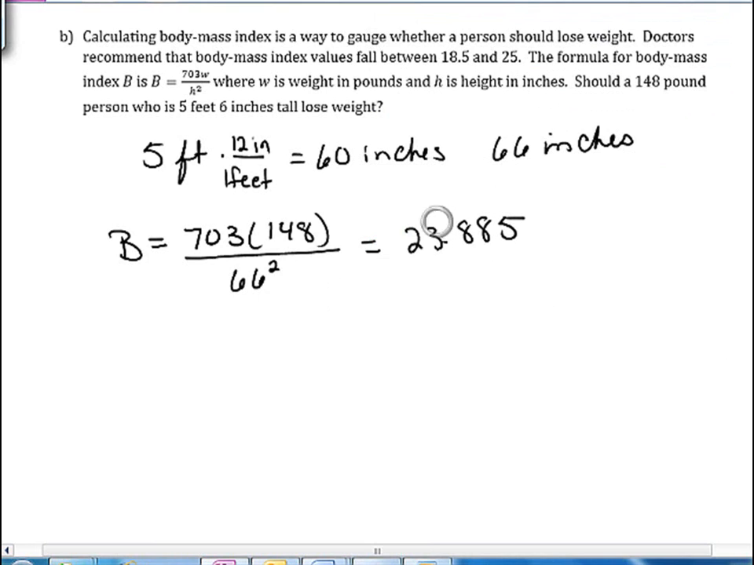That is their body mass index, and if it's between 18.5 and 25, that's the recommendation. And so our body mass index falls in between there, and so this person does not need to lose weight.